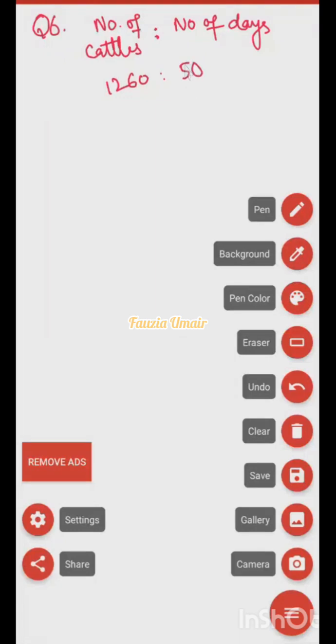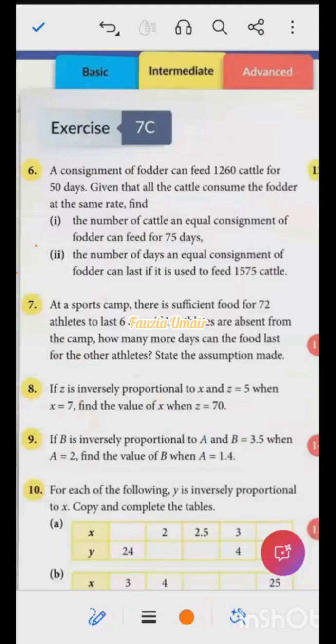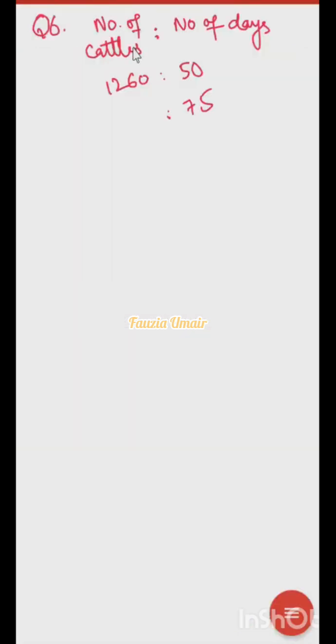So now we need to find out that if we need to finish that fodder in 75 days, how many cattle we should be having? Definitely there will be fewer cattle, so let's call it x. This is inverse proportion. If one arrow is going up, the other arrow is going down. So it is x by 1260 is equal to 50 by 75.